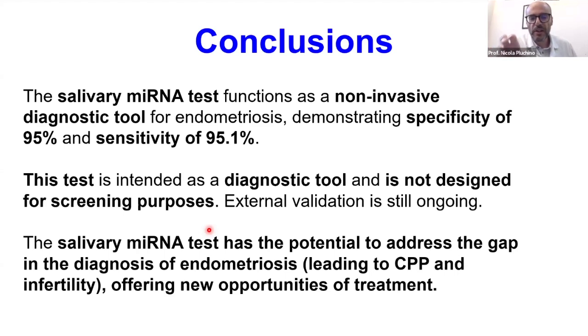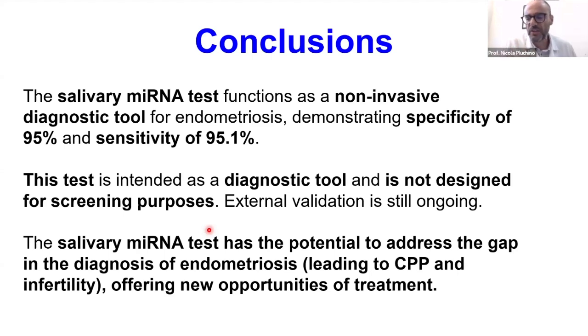This test, the salivary microRNA test, functions as a non-invasive diagnostic tool for endometriosis. And for the moment, the specificity and the sensitivity are more than 95%. And I remind you that the specificity is at least higher than diagnostic laparoscopy for superficial lesions. This test is intended to be a diagnostic tool. It's not for screening purposes.